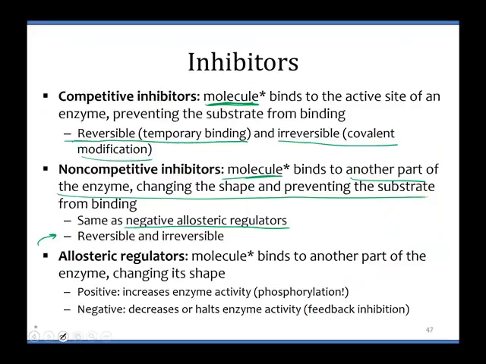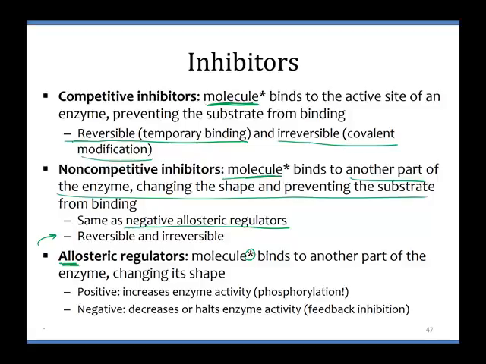So let's look at our allosteric regulators now. An allosteric regulator is any molecule. It can be another protein, it could be a small carbon chain. It could be any molecule. That's why there's a little star next to them. This molecule binds to a separate part of the enzyme besides the active site, and it changes the shape of the enzyme. By the way, allo means at a distance. So that's why it binds to another part of the enzyme.